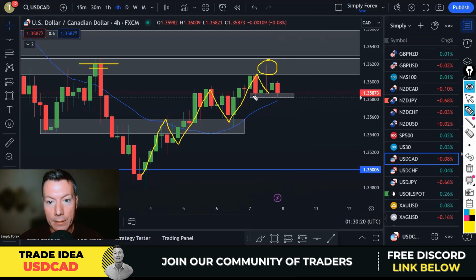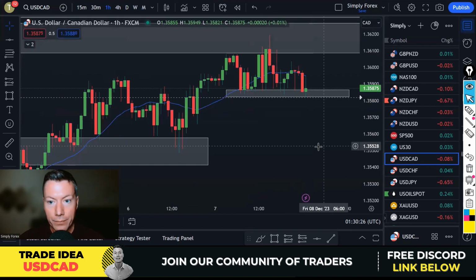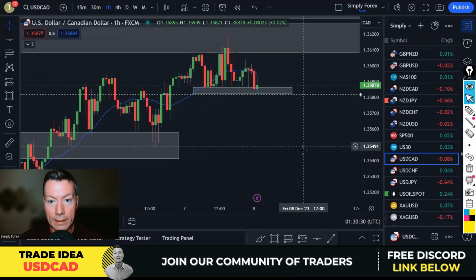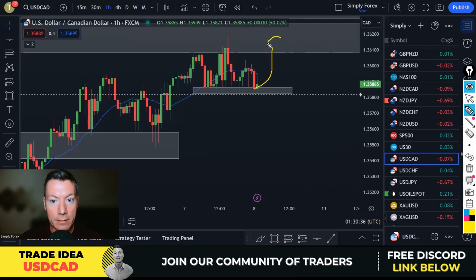So what we want to see is a break of these lows, guys. You'll see it more clearly on the H1. All right, so there's a couple of ways, and you can see I've got my alarm in there already. There's a couple of ways we can trade this, guys. Let's say price comes back up to these highs and we get a bearish reaction. We could start trading that.